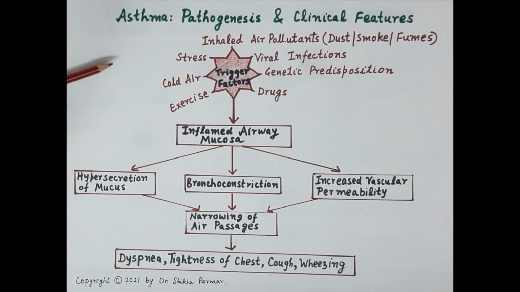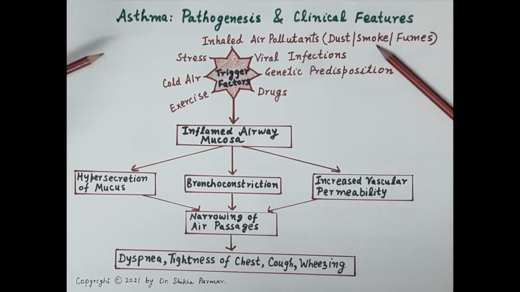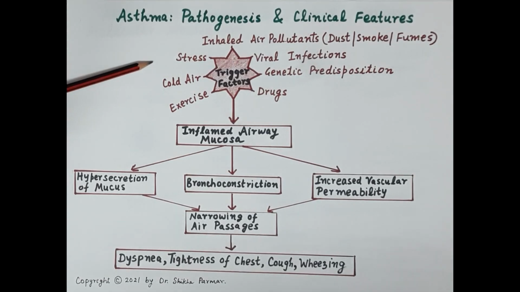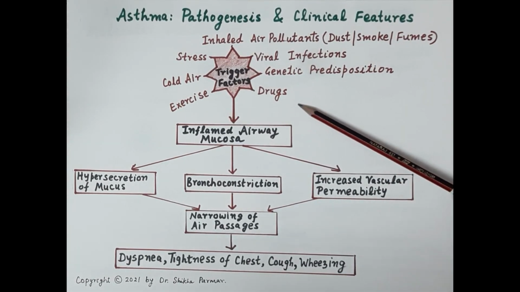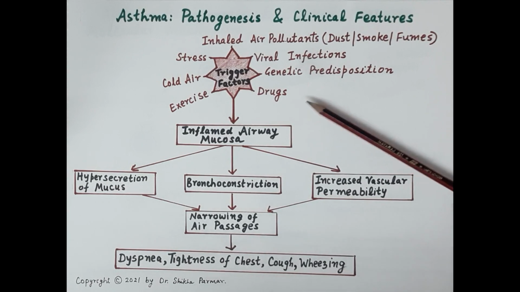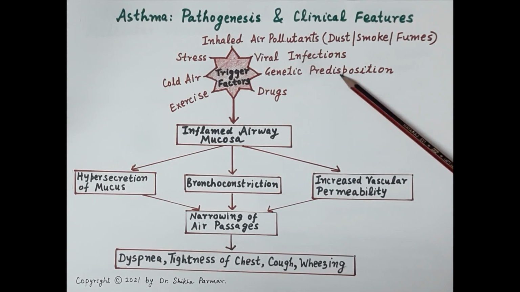Now clinical episodes of asthma are triggered by antigens like viral infections of the respiratory tract, then inhaled air pollutants like dust, smoke, fumes. Asthma can also be caused by stress, cold air, and it can also be induced by exercise, and drugs like for example aspirin. And asthma can also be caused because of a family history of the disease, that is genetic predisposition.